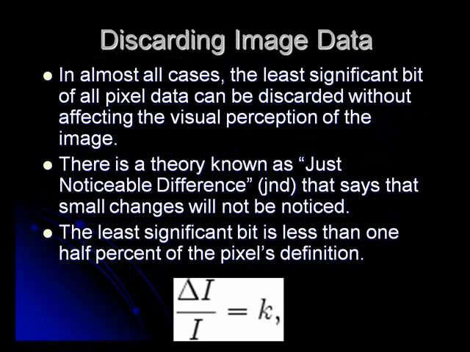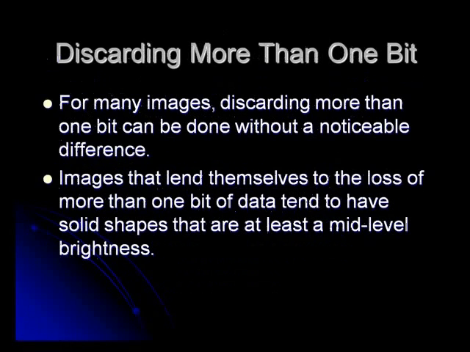So the first thing we need to do is discard some of the image data so we have room for the hidden message. In almost all cases, the least significant bit of any pixel can be discarded without affecting the visual perception of the image. There's a theory known as just noticeable difference that says small changes will not be noticed. In fact, the least significant bit of each pixel's data in an image is only 0.5% of the actual pixel's definition. So for some images, you can discard even more than a single bit without a noticeable difference.